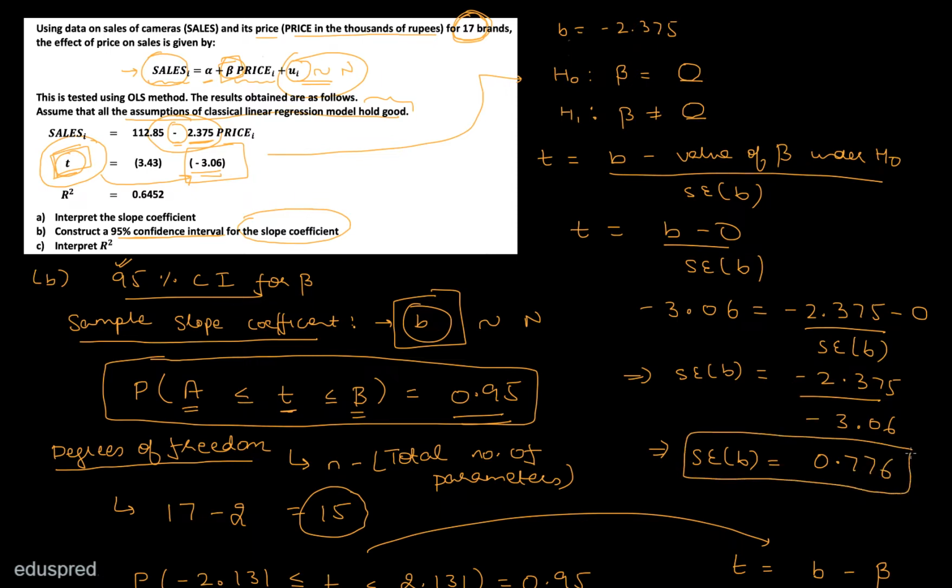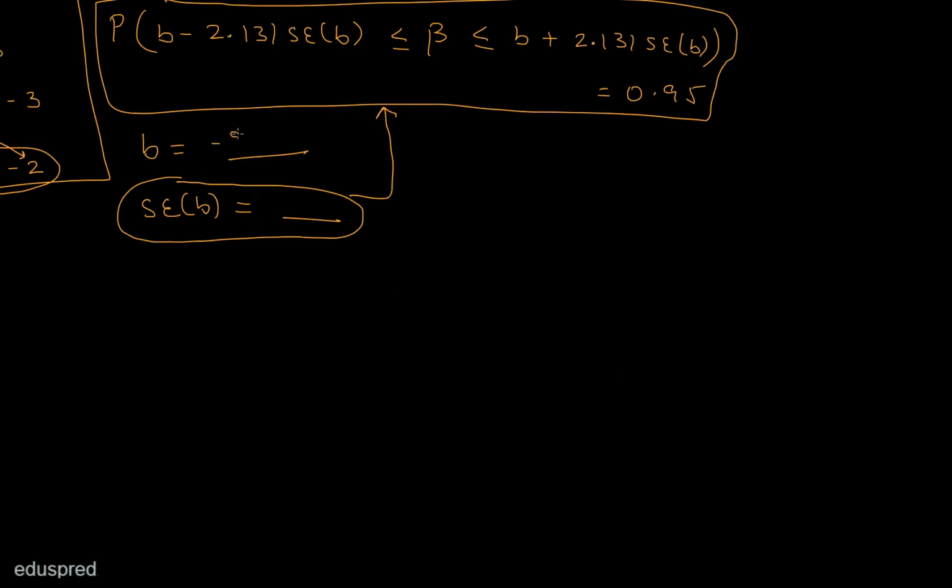Okay, so this is the trick to find the standard error of b in this question, where they gave you the information in the form of t and they did not give you the standard errors directly. And now we can go back to finding our 95% confidence interval. So now we know that b is equal to minus 2.375. We have found that the standard error of b is 0.776. So all you have to do is put these values in now.